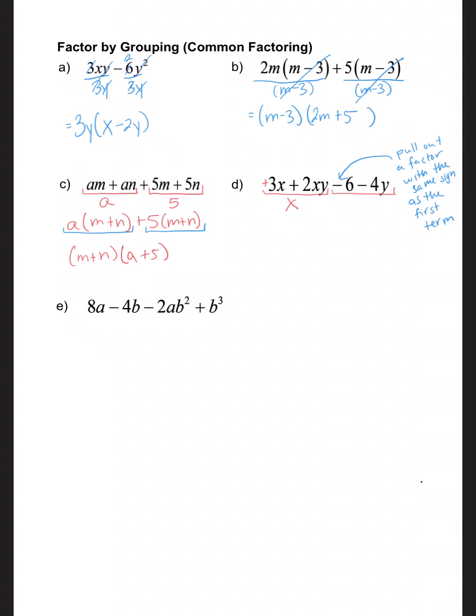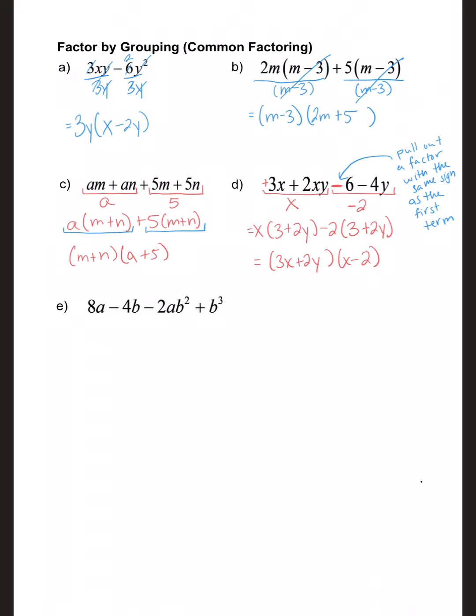In my second term, we have a negative 6 and we have a negative 4y. Well, my greatest common factor there is going to be 2. And because my first term has a negative on it, we're going to pull out a negative 2. Okay, so in my first term, I'll pull out an x, and I'm left with 3 plus 2y. In my second, I'm going to pull out a minus 2. So when I pull out a negative 2 from a negative 6, I'm left with a positive 3. When I pull a negative 2 out of negative 4y, I'm left with a positive 2y. Then I'm going to again pull out that common bracket, and you're left with x minus 2.